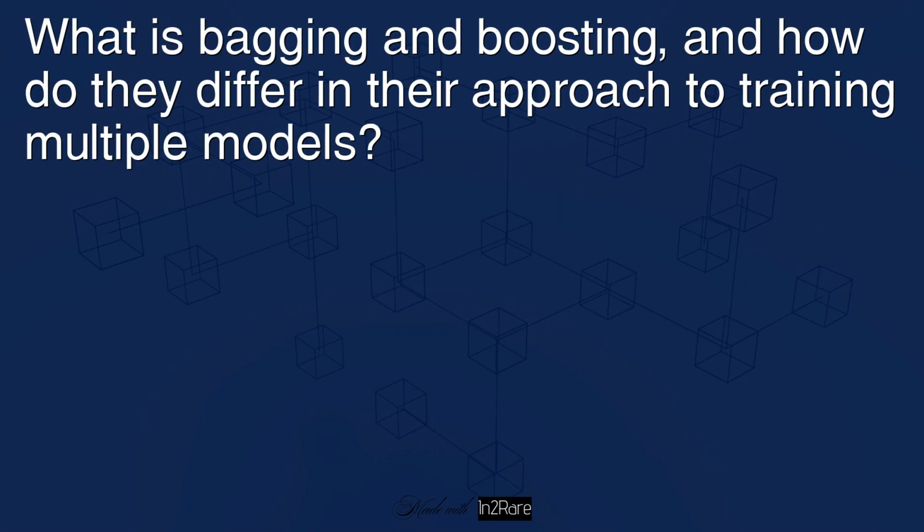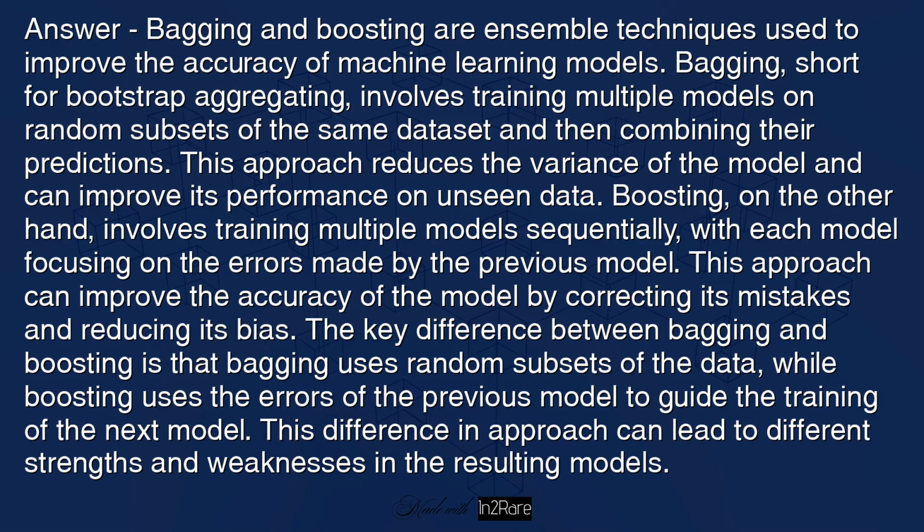What is bagging and boosting, and how do they differ in their approach to training multiple models? Answer: bagging and boosting are ensemble techniques used to improve the accuracy of machine learning models. Bagging, short for bootstrap aggregating, involves training multiple models on random subsets of the same dataset and then combining their predictions. This approach reduces the variance of the model and can improve its performance on unseen data.